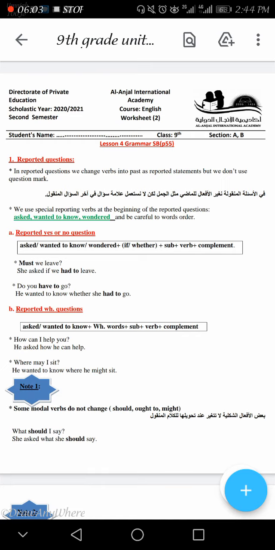Must we leave? As you see here, it's yes no question because it starts with what? It is started with modal. كالآتي نبلش. She asked, she, as you like, if you want to put pronoun or noun as you like. She asked. اخترت asked. Now حابين نختار if or whether, رح اختار if. She asked if. يلا، السبجكت قبل مين؟ قبل الفعل.